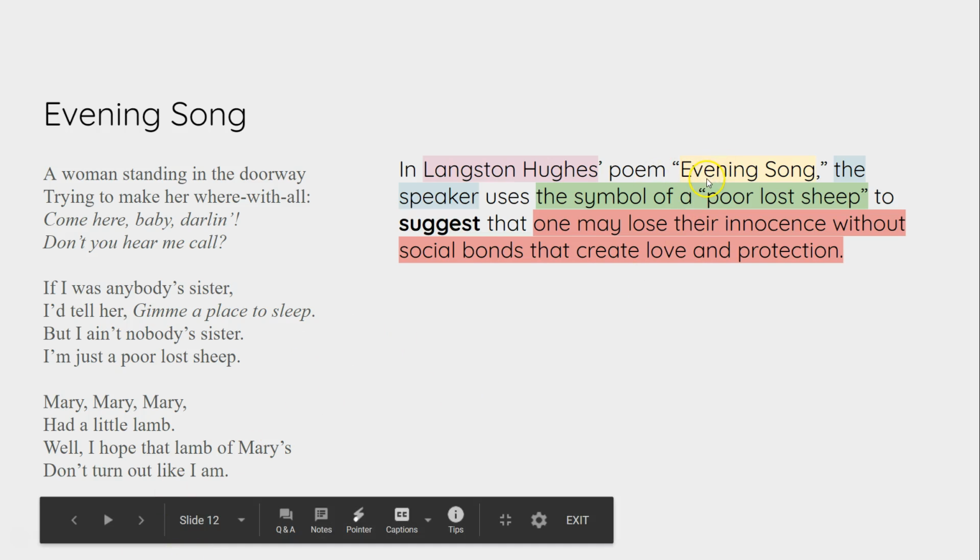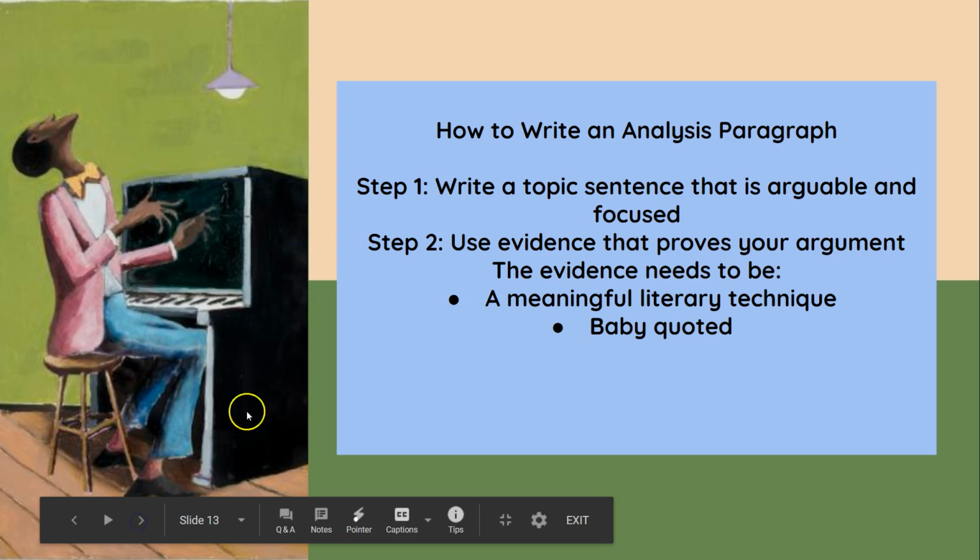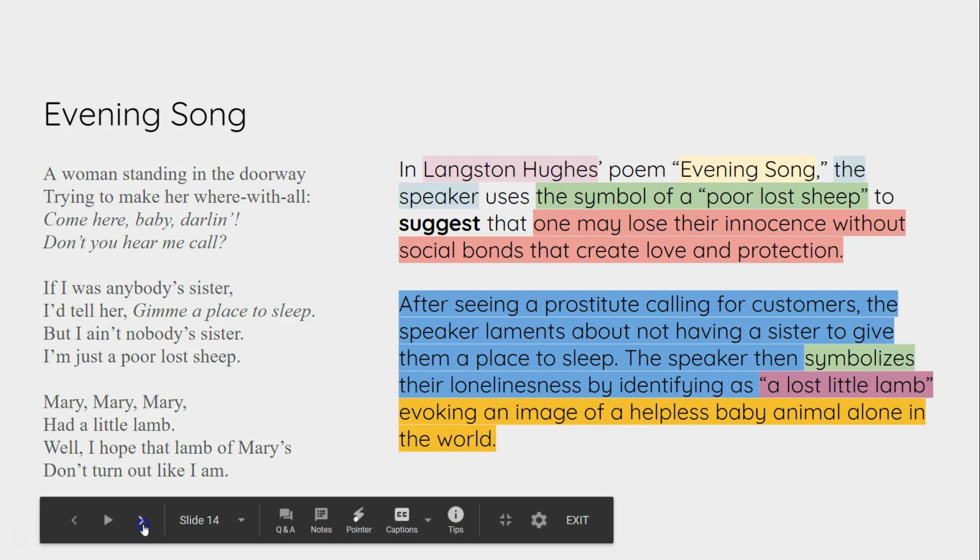So notice I have the title, we have the speaker, the symbol, and then what is the overarching topic that is being suggested by this. Now I'm going to integrate evidence, and it needs to be meaningful literary technique, and it should also be baby quoted. So I'm going to first give some context with the poem.